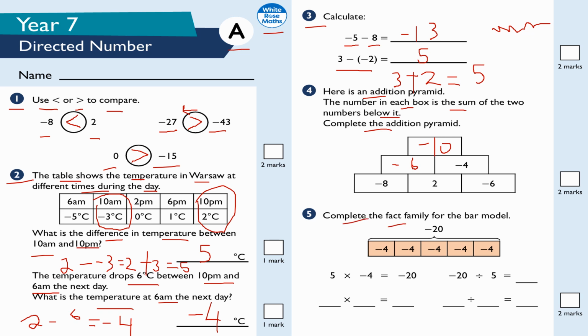Question number 5. Complete the fact family for the bar model. 5 times -4 is -20, and -20 divided by 5 will be -4. Then I can write it as 4 times -5 is -20. And then I can do -20 divided by -4, and I get 5. So this is like different ways of writing out the same sum, different ways to write the same sum here in columns.